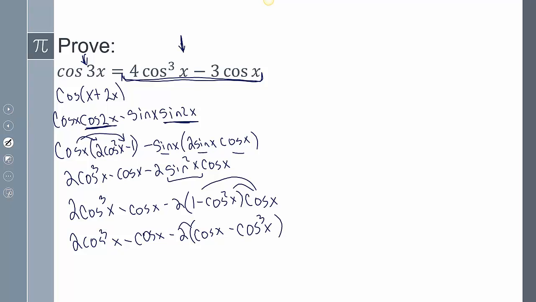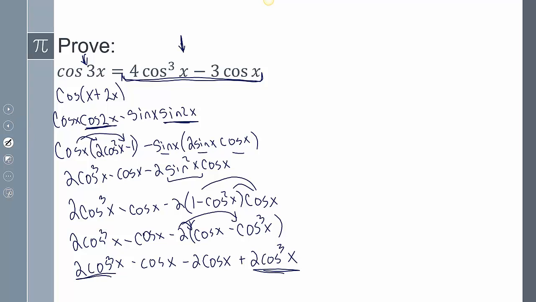And then now I could distribute this negative 2 through. And so I'm going to get 2 cosine cubed x minus cosine x minus 2 cosine x plus 2 cosine cubed x. And now combine like terms, I get 4 cosine cubed x and then minus 3 cosine x, which is what I was looking for. That was a pretty good one.